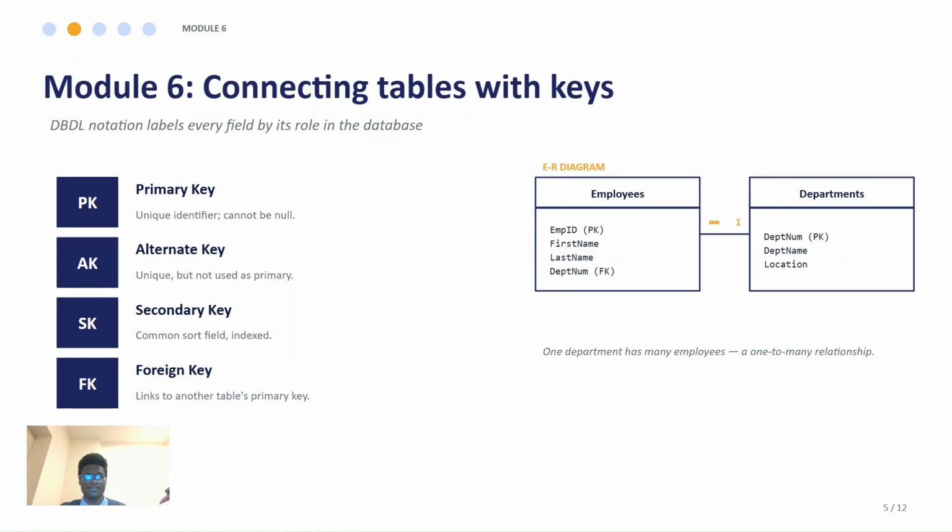It's the logical blueprint. Two notations are common: database design language, or DBDL, which is text based and labels primary keys as PK, alternative keys as AK, secondary keys as SK, and foreign keys as FK. Now you have your ER diagrams where you connect two tables. This one we used here would be a crow's foot notation, marking the many side and the one side.